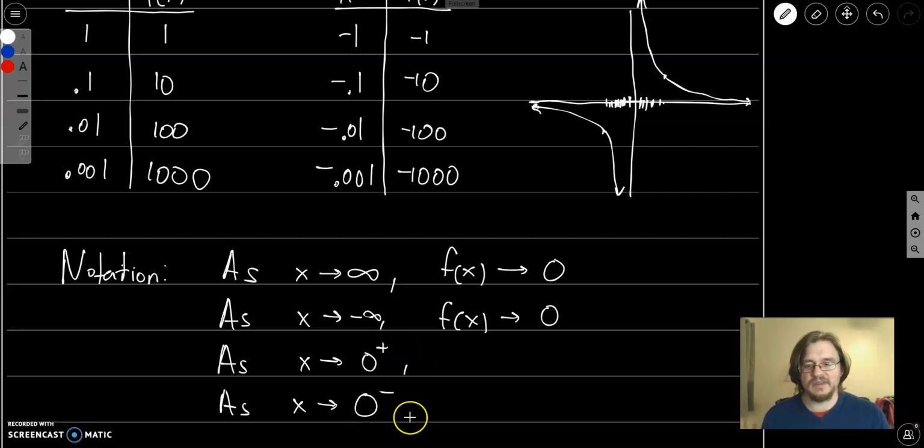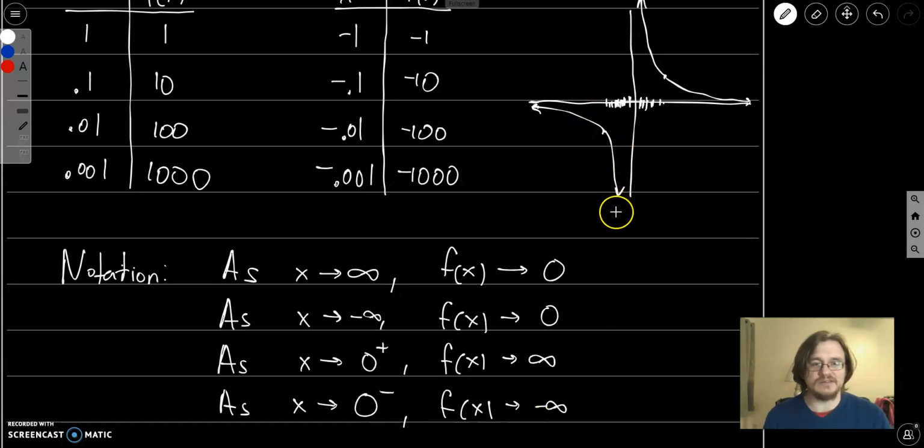left side. So if we approach 0 on the right side, we can see that we're going up, we're getting big, and we're not stopping, we're getting bigger and bigger and bigger. So f of x is approaching infinity. But as we approach 0 on the left-hand side, f of x is approaching negative infinity, as in it's going down without stopping.